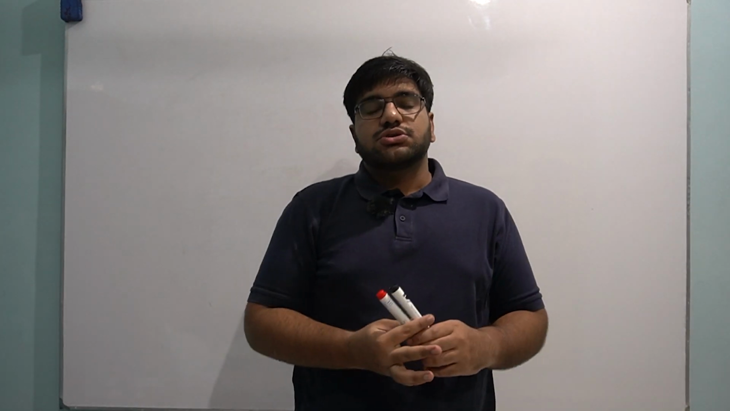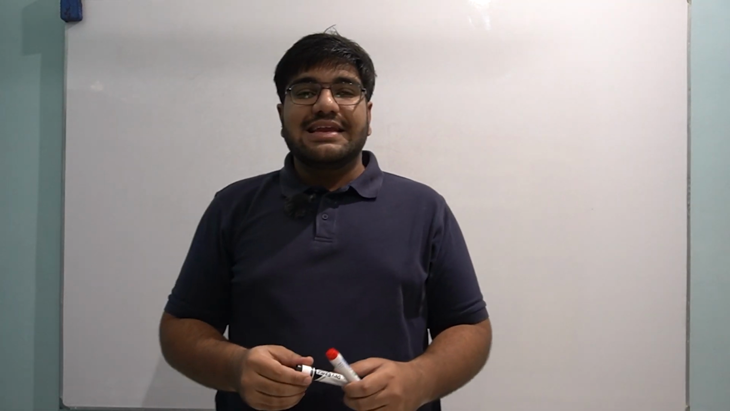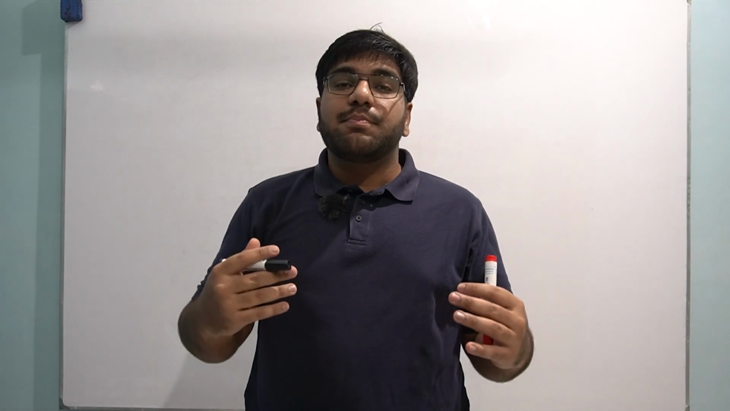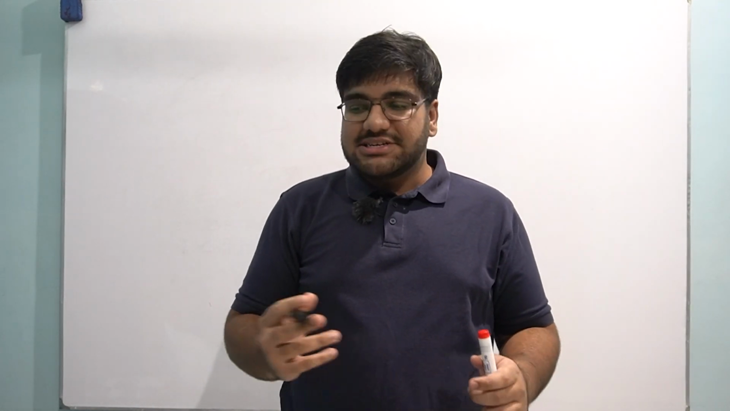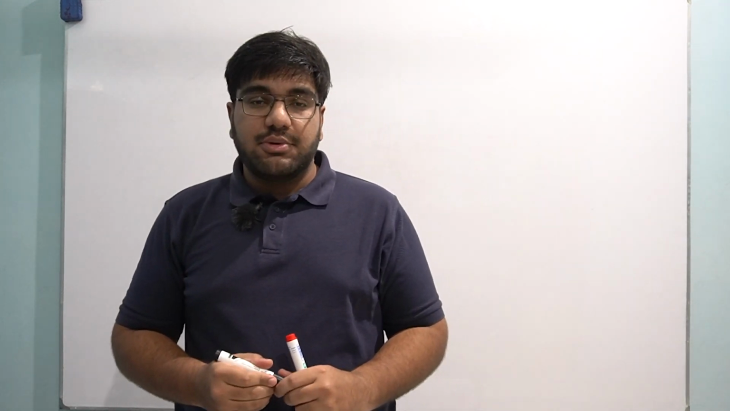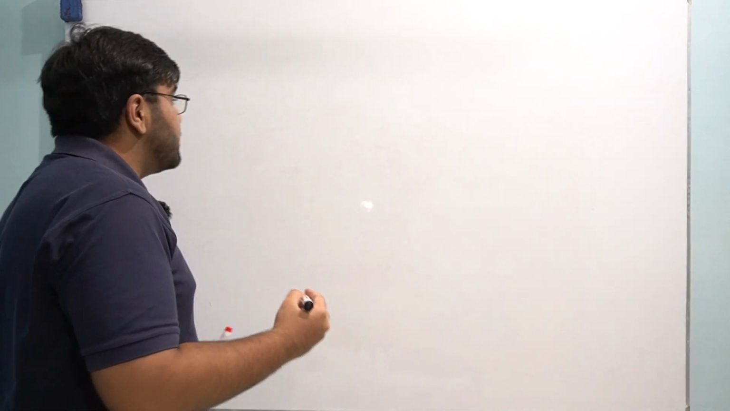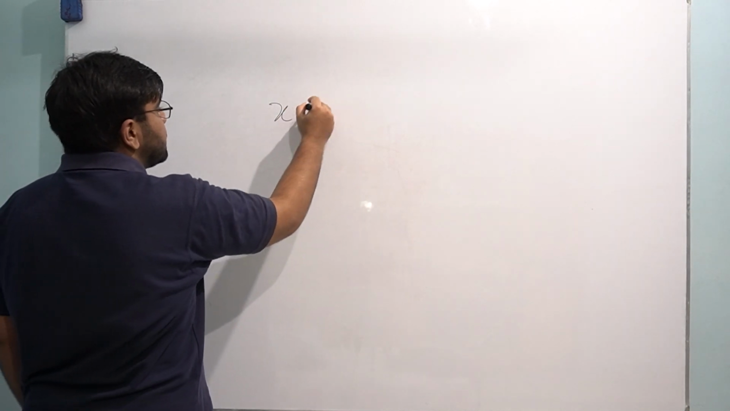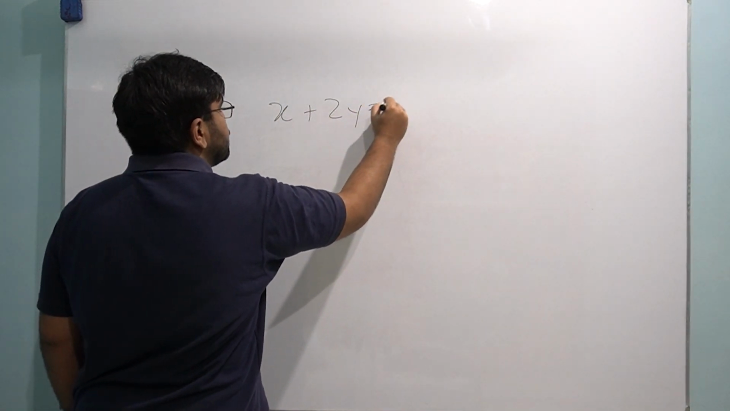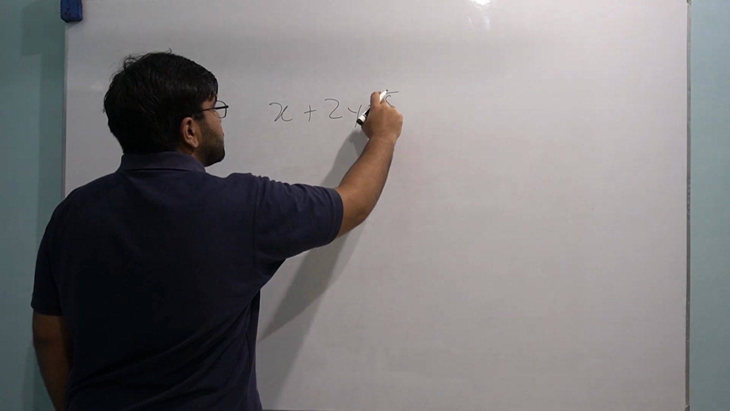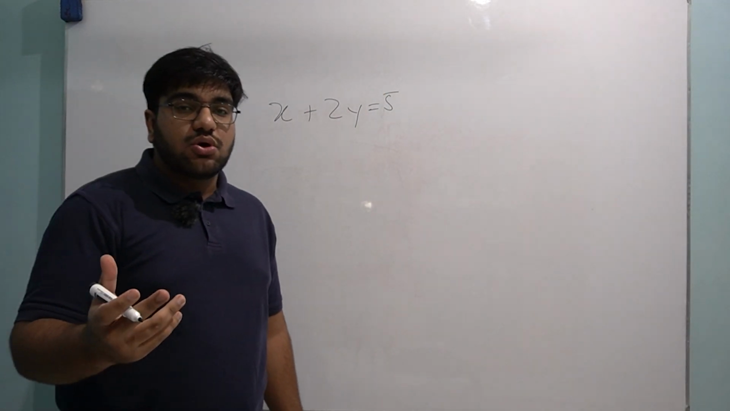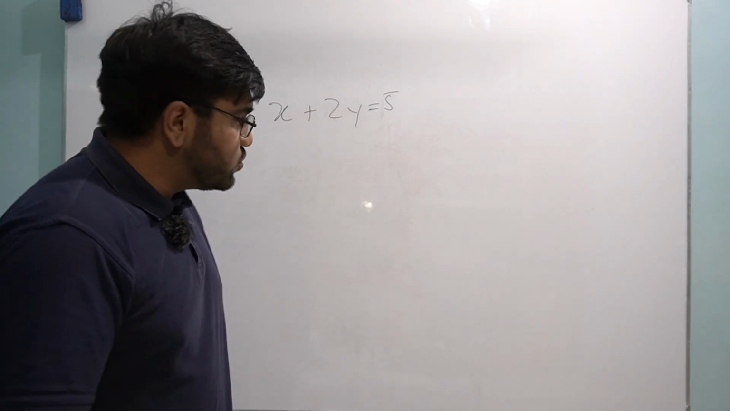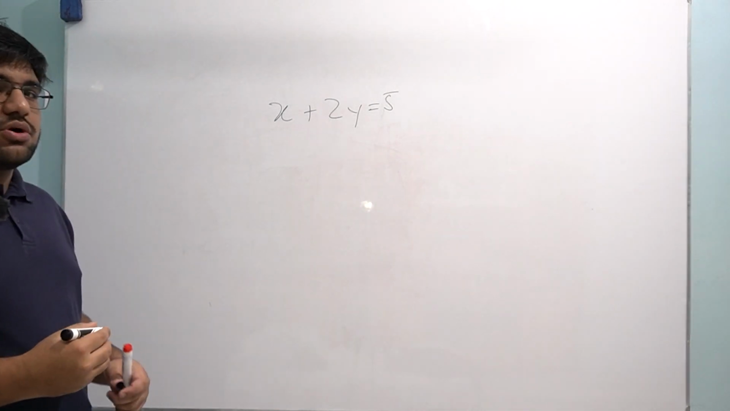So the very first question that comes up when you're working with linear algebra is: what is the linear part of the name linear algebra? Basically, it relates to the equation. If you have an equation, for example, x plus 2y is equal to 5, is this a linear equation or not?